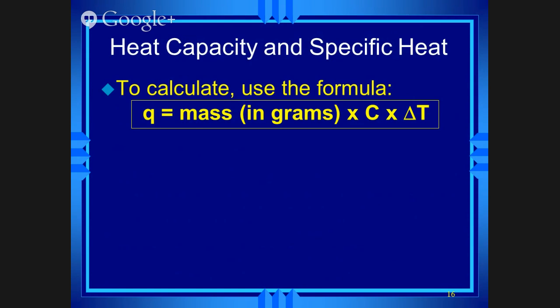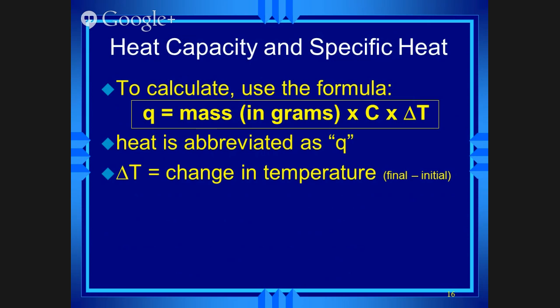All right, this is the first thing I want you to write down. This is the primary math you'll be doing for this unit. To calculate the heat, or if you want to figure out what the specific heat was for a substance, we use the equation Q equals mc delta T. M is in grams. Q is heat. The delta T is the change in temperature: the final temperature minus the initial temperature.